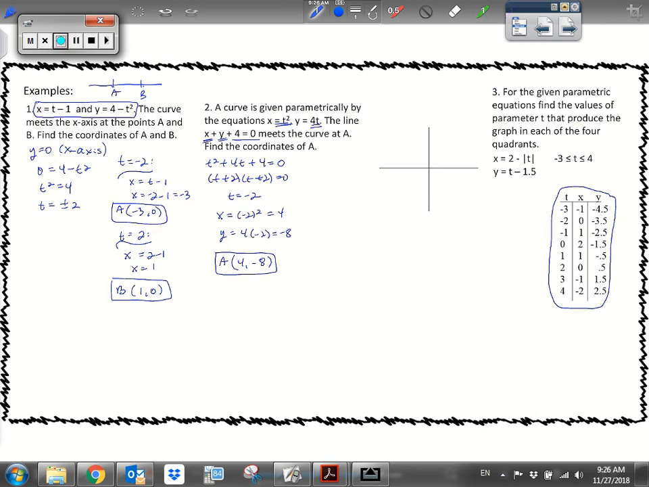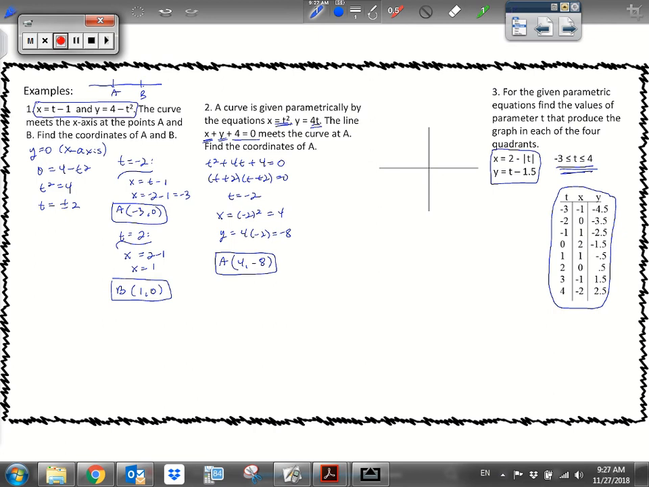All right, we have a set of parametric equations and we have a restriction here. Our time is restricted between negative 3 and 4, and this table shows us the times between negative 3 and 4. So let's see what this question is asking. It says, for the given parametric equations with this restriction, find the values of the parameter t that produce the graph in each of the 4 quadrants. So I'm trying to find the t values of when I'm in quadrant 1, quadrant 2, quadrant 3, quadrant 4. That's what we're looking for.